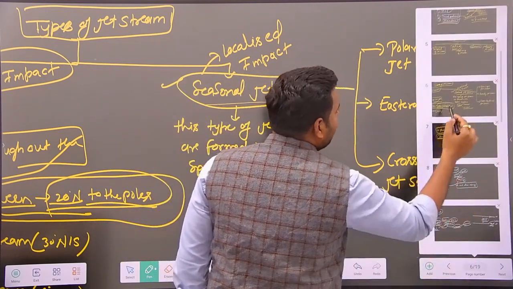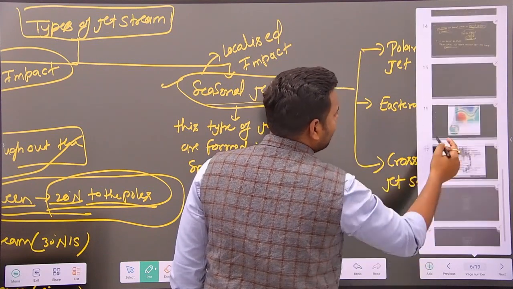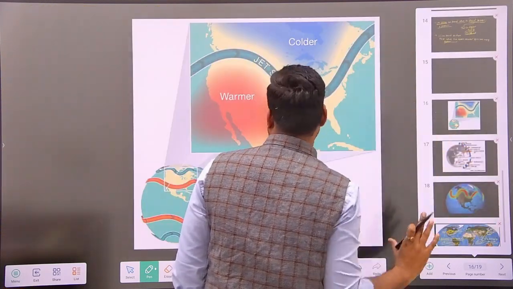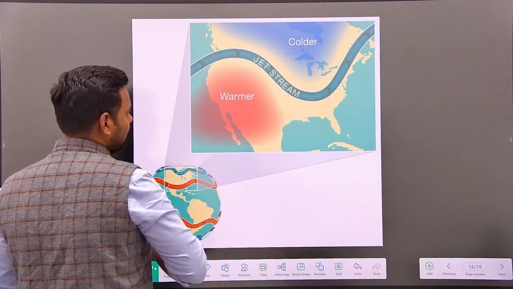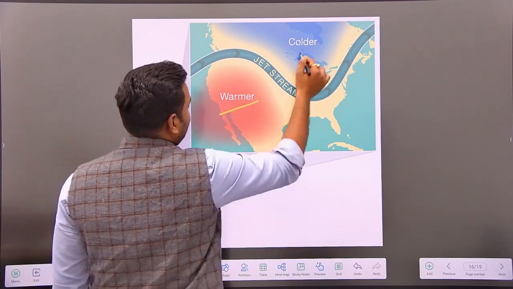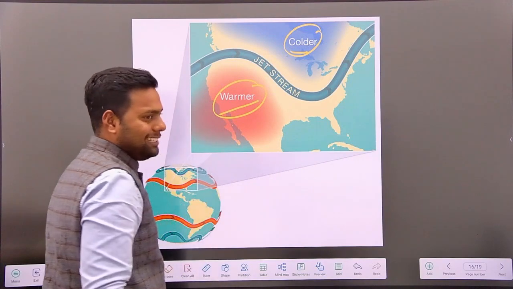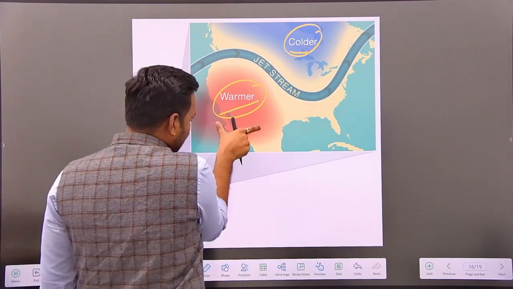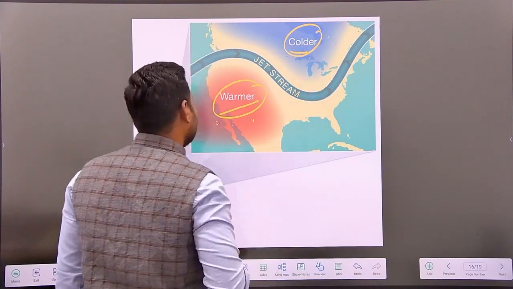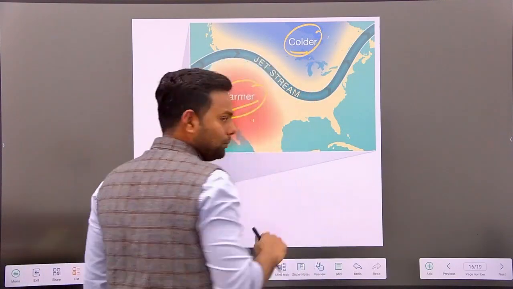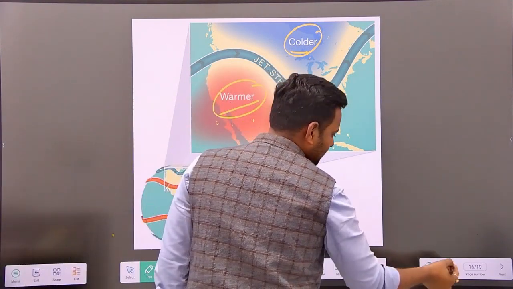Firstly, I will give you some synopsis, or a picture, which helps to understand the jet stream. Look at this picture. Here is a warmer air, here is a colder air. Both have contrasting temperatures. Here is a different type of air mass, because this air mass is warmer and this air mass is colder. So I hope that this picture gives you a great understanding about the jet stream.